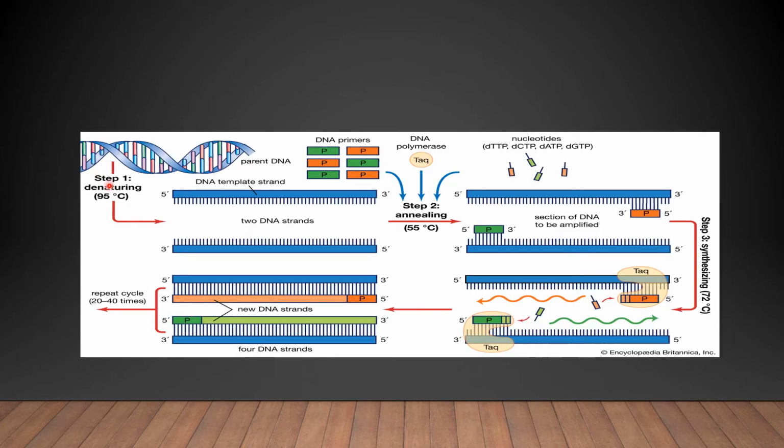So coming to the first step, that is the denaturation process, which involves the treatment of DNA with 95 degrees centigrade. Here you can see the DNA template strand, and these two are the parental strands. These are the DNA primers, and this is the Taq DNA polymerase. Here you can see the cycle involving the first step, the denaturation. The second step is the annealing, that involves the treatment of DNA with 55 degrees centigrade. Here you can see Taq polymerase, and these are the primers and the synthesis of new DNA strands.